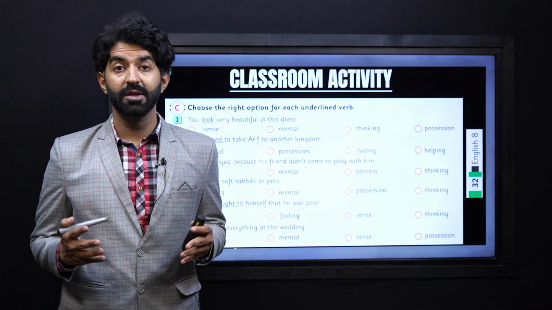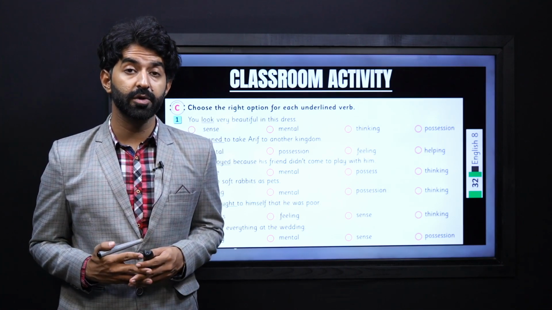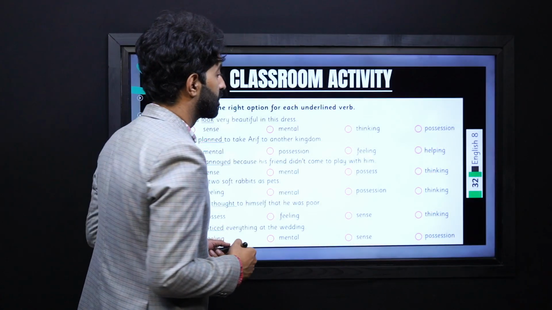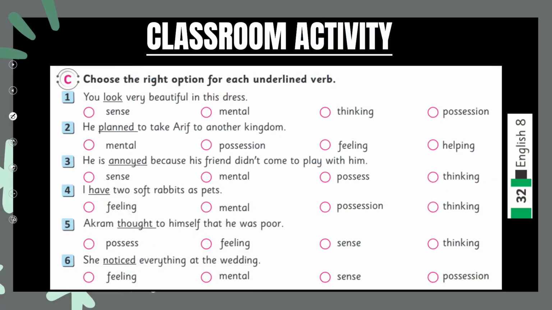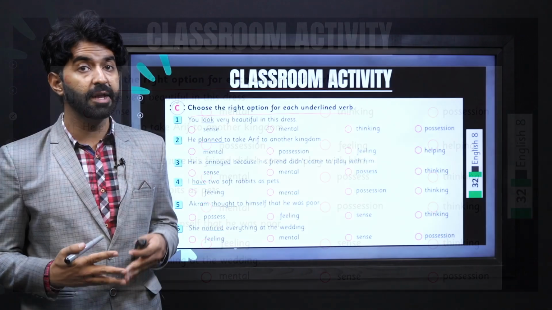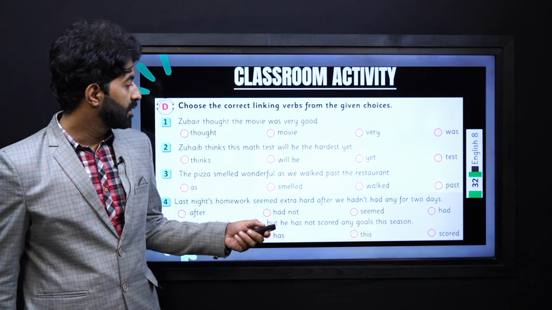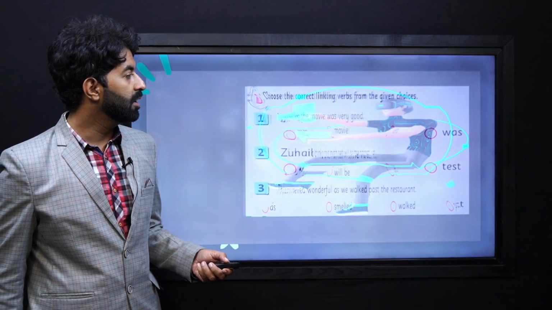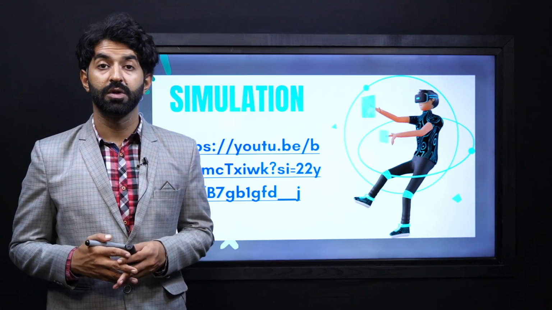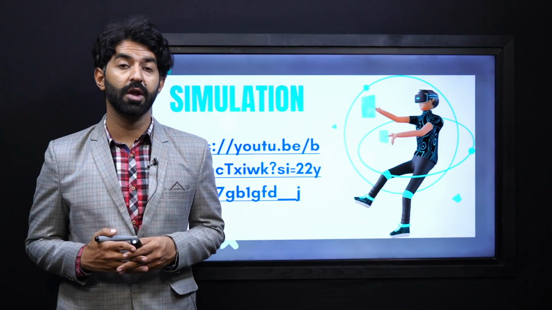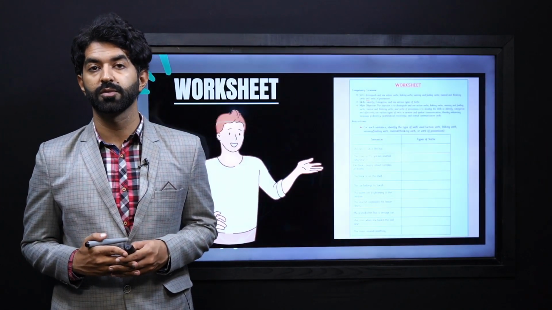Now, after learning about all these different types of verbs along with examples, here is a classroom activity that you can solve. This is from your book, page 32. You have to choose the right option for each underlined verb, whether it's a sense verb, feeling verb, thinking or mental verb, etc. There is also a continuation of the classroom activity, and we are here with our simulation link that you can watch after this video lesson, and you will learn more about different types of verbs.